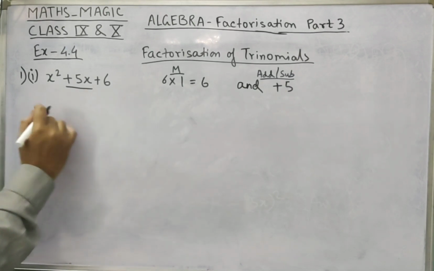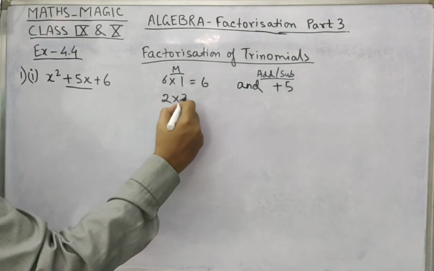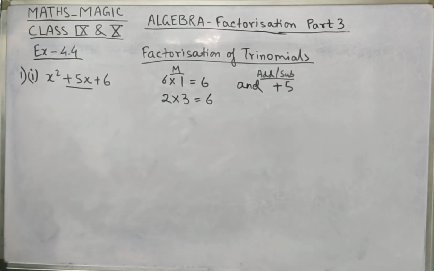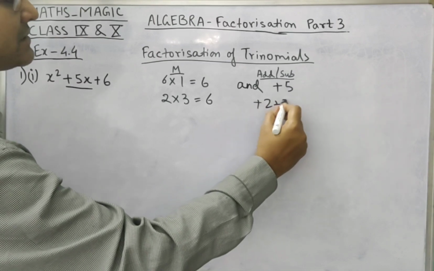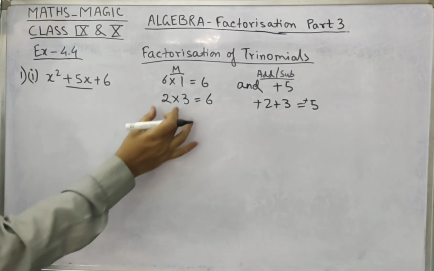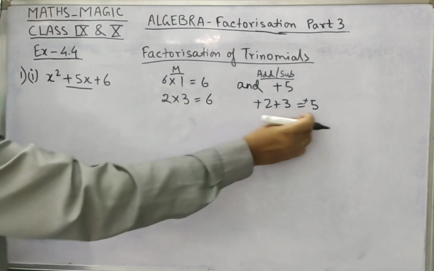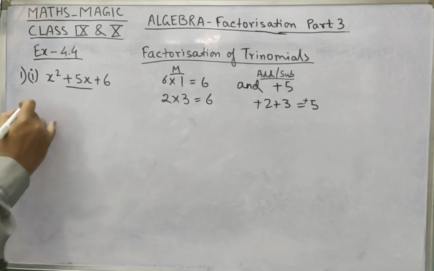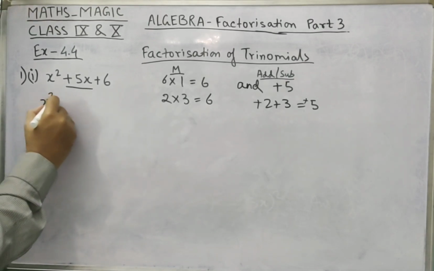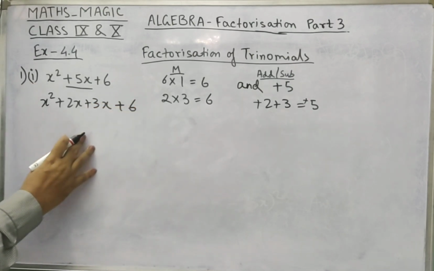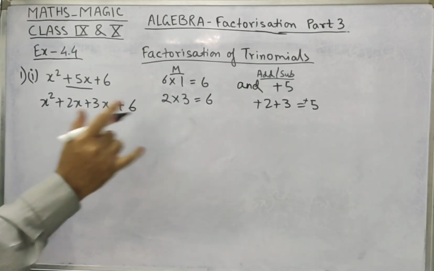Okay, now let us take 2 into 3. What will I get? 6. Now plus 2 and plus 3. What do I get? Plus 5. So it's matching. 2 3s are 6, 2 plus 3 is 5. So both these two conditions have to be fulfilled. Otherwise you will not get the answer. So let us break this 5x. So x square plus 2x plus 3x plus 6. You can write 3x plus 2x also, it doesn't matter.